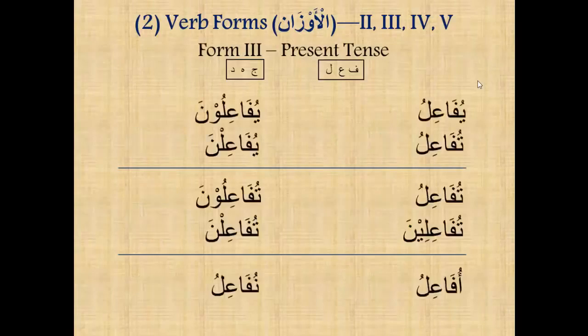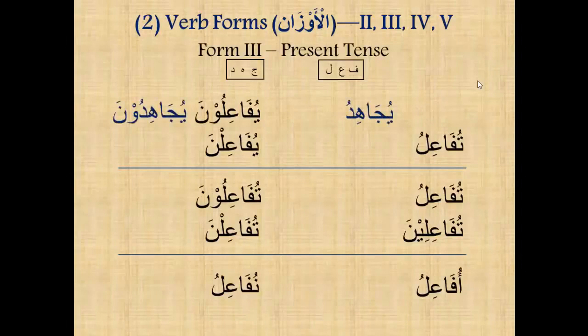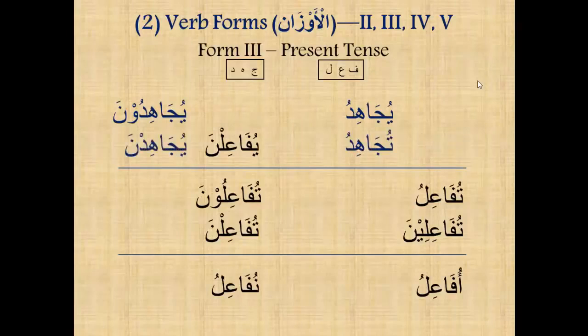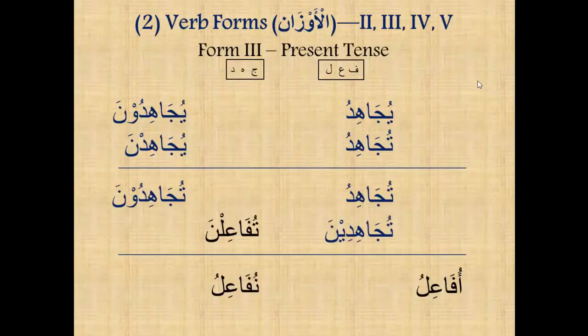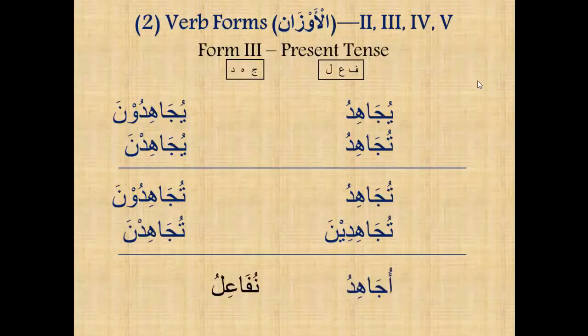Present tense conjugation for form 3 using the same verb. يفاعل يجاهد. يفاعلون يجاهدون. تفاعل تجاهد. يفاعلن يجاهدن. تفاعل تجاهد. تفاعلون تجاهدون. تفاعلين تجاهدين. تفاعلن تجاهدن. أفاعل أجاهد. نفاعل نجاهد.